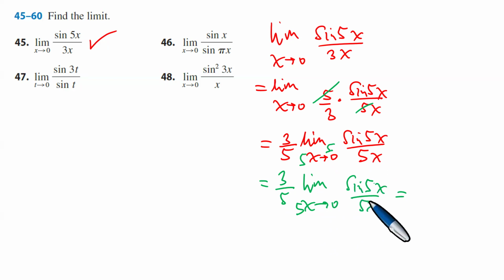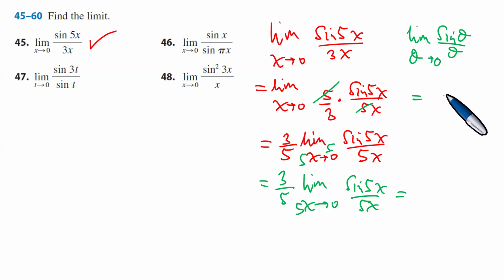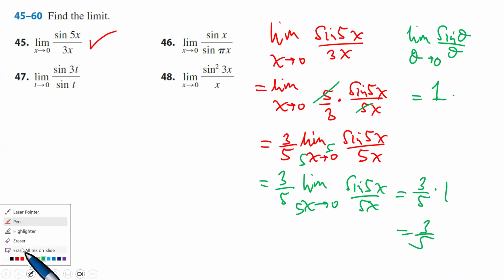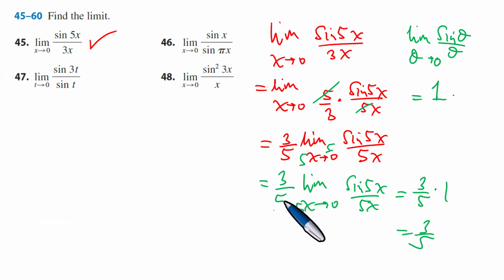And this limit is 1, because it's the same as the limit of sine theta over theta as theta approaches 0. Okay, so obviously at this point, we agree that this is exactly theta approaches 0, and this limit is 1. So this is 3 out of 5 times 1, which is 3 out of 5. Any question? No question. Okay, so this limit is 3 out of 5.